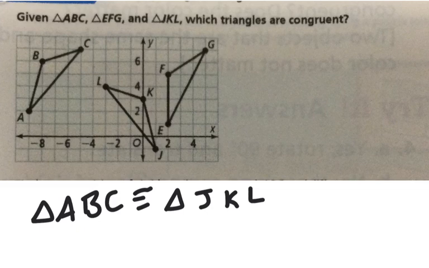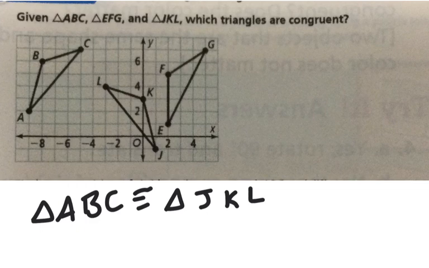And now again, the way you name it is important. Look at how I named it. Look at A. Which point did A map on top of? J. Right, so you see how A and J are listed first. And then B, it mapped on top of K. So B and K are listed second. C mapped on top of L. You see they're listed last.